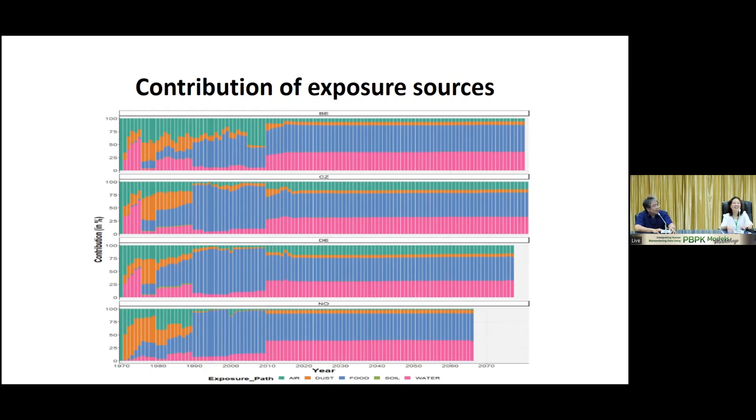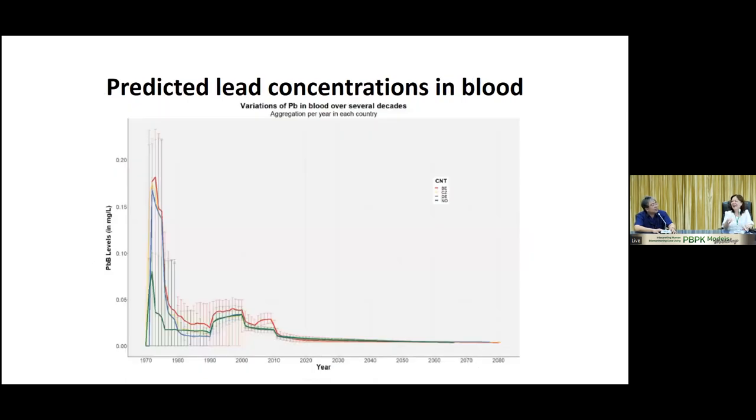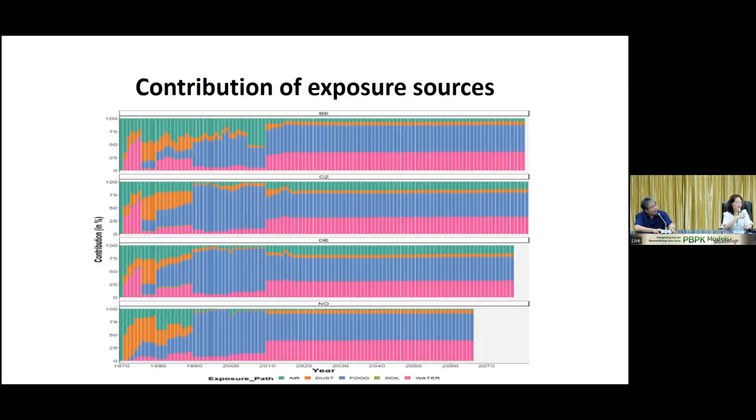Okay. It should go down consistently because of the unleaded gas there. This is not the number, this is contribution, so it's 100% contribution. Oh, I see. If you look at the percentage, it goes down. Right, and this figure is just showing the contribution from different sources. But overall it does come down. So you're right. But at 2010, I don't know what happened that you have all of a sudden more contribution from water.